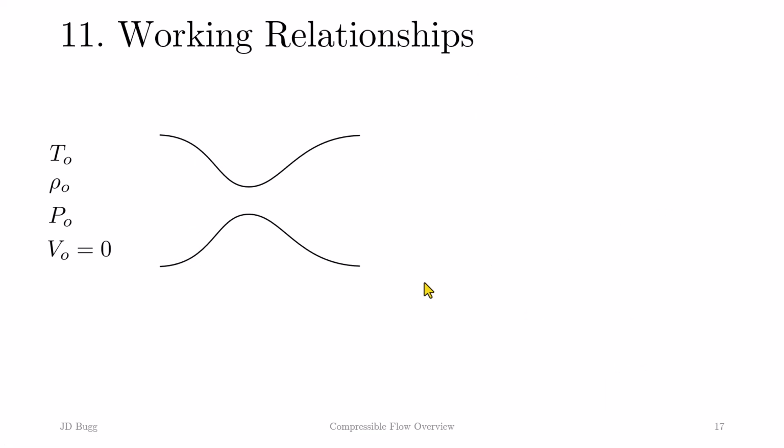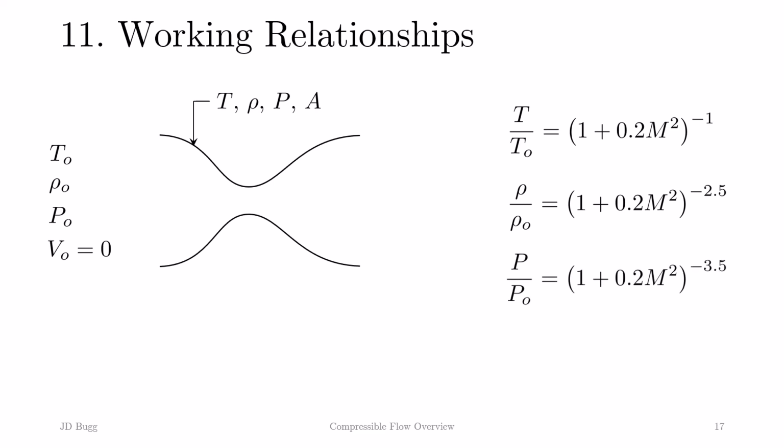compressible flow. The first equation is just the energy equation and gives the ratio of the local static temperature to the stagnation temperature. Working from this equation, and further assuming isentropic flow, we get similar equations for the density and pressure ratios. These three equations give the local static temperature, density, and pressure anywhere along the duct as a function of Mach number. Another important relationship that results is the connection between area and Mach number, where A star is the location where the Mach number equals 1.